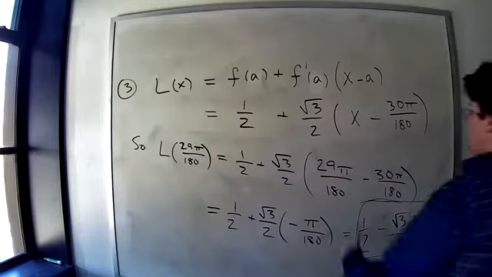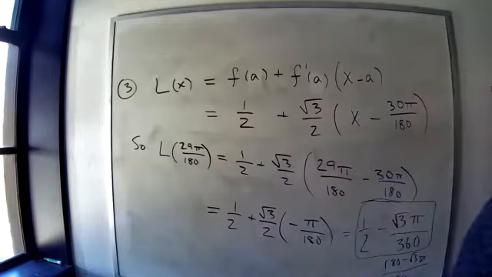But the observation here was that we needed to approximate sine of 29 degrees. We knew sine of 30 degrees, so we could use that. Any questions about number 3?